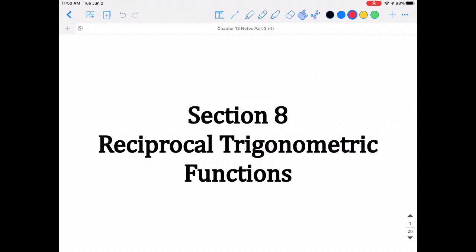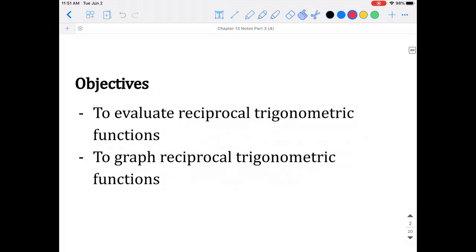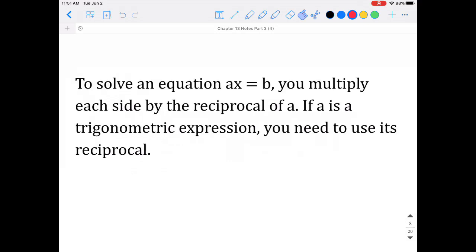Hey guys, so today we're going to be learning Chapter 13, Section 8, which is Reciprocal Trigonometric Functions. And the objectives for this section are to evaluate reciprocal trigonometric functions, as well as to graph reciprocal trigonometric functions.